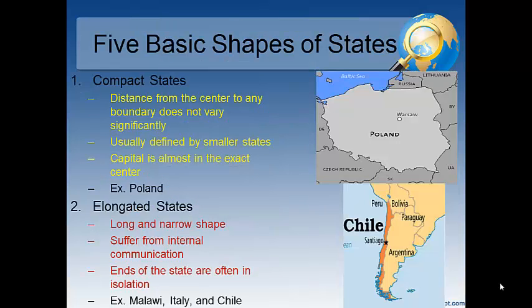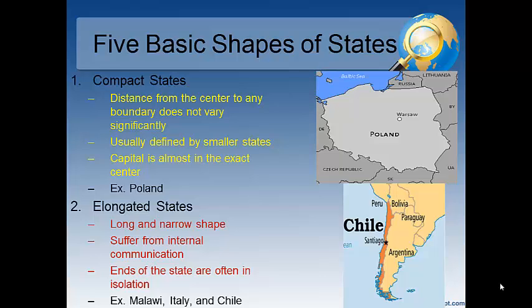Let's first start with a compact state, which is defined by the distance from the center to any boundary around it that does not vary significantly. Usually it's defined by smaller states, and the capital is almost in the exact center. Poland is a great example of this. Yes, it's not terribly small, but nonetheless, it is almost the exact definition of what a compact state looks like, where the capital is almost in the middle, and no matter which direction you go from the middle, it's almost equidistant.